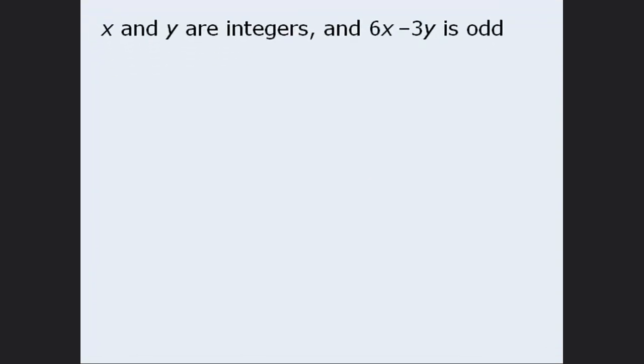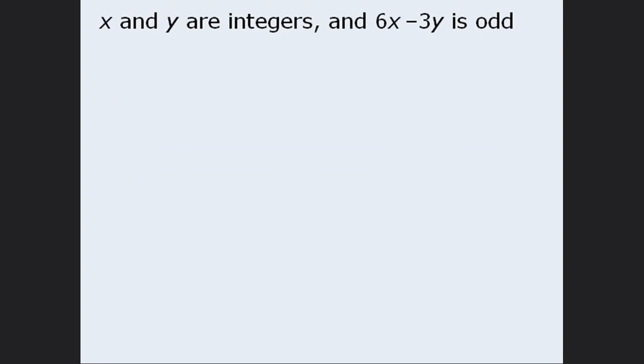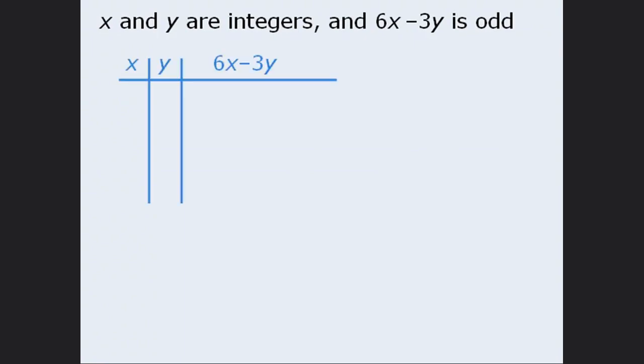Okay, let's try another one. Let's say that we're told that 6x minus 3y evaluates to be an odd number. If this is true, what conclusions can we draw about x and y? Well, we'll use the same strategy to examine the 4 possible cases.